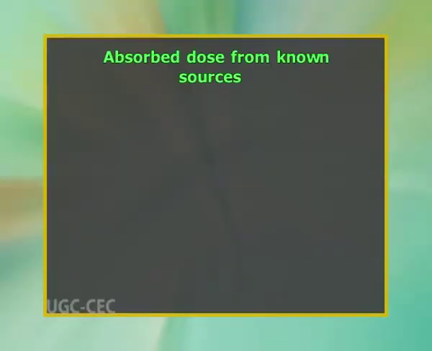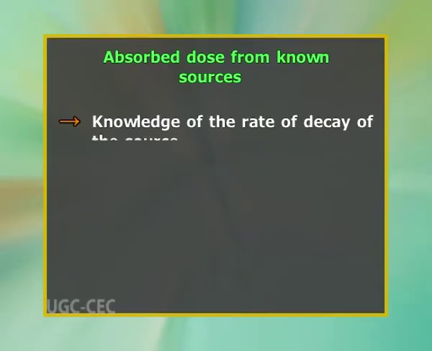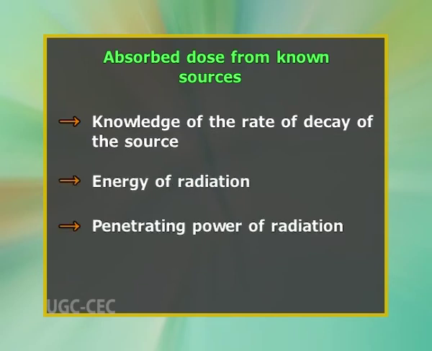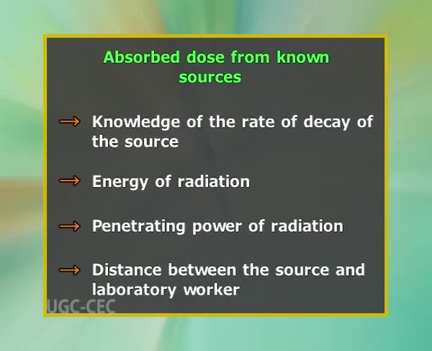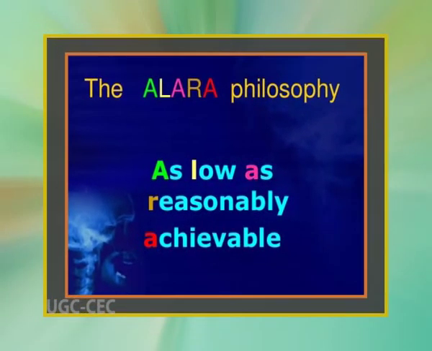Absorbed dose from known sources can be calculated from knowledge of the rate of decay of the source, the energy of radiation, the penetrating power of the radiation, and the distance between the source and the laboratory worker. Dose limits are constantly under review, and although limits are set, it is against internationally agreed guidelines to work up to such a limit. That is, we are not allowed to assume that all is satisfactory if the limit is not exceeded.